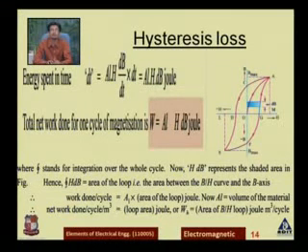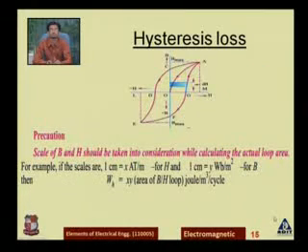So the work done per cycle, if you want to find, will be nothing but A·l into the area of the loop in joule. Now A·l is equal to the volume of the material. So the net work done per cycle is equal to the loop area in joule, that is, W_h is equal to the area of the BH loop in joule per meter cube per cycle, right?